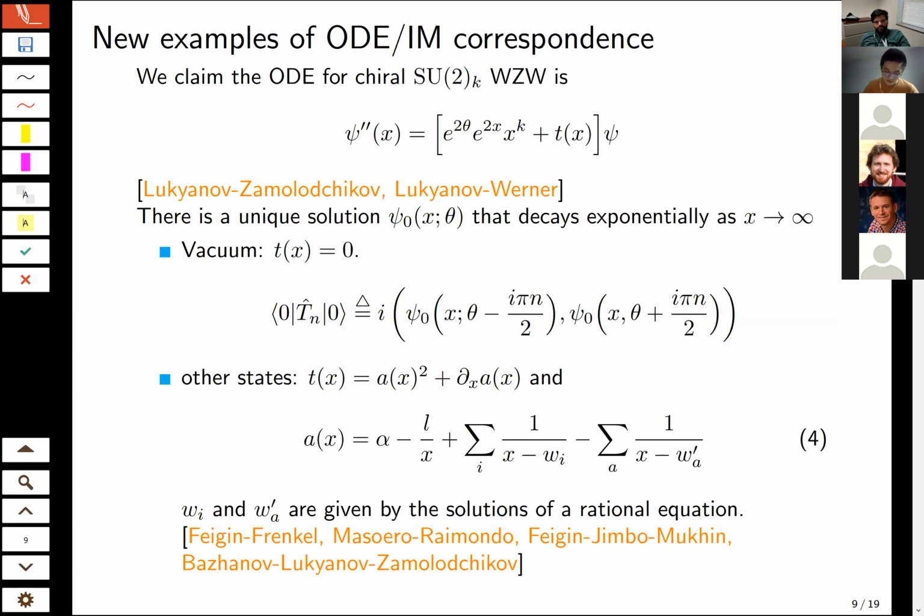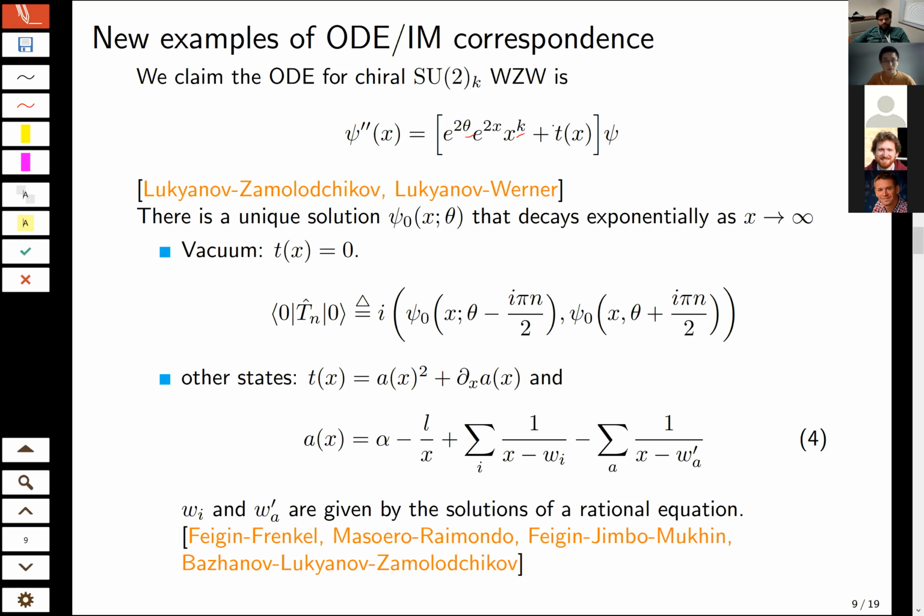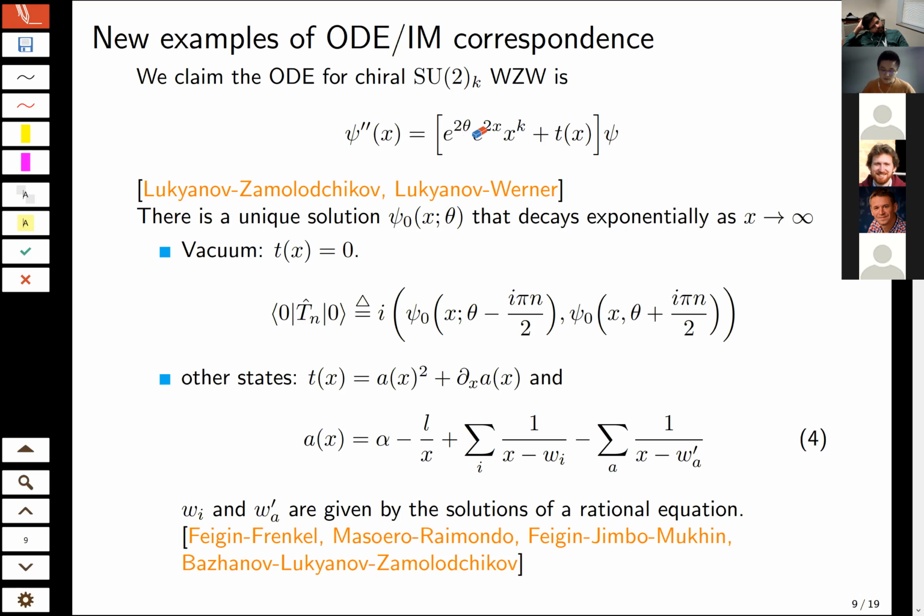It's a second order differential equation in the variable x. Here is the potential part that has two parameters, theta and K. K is the level of the WZW model, and theta is a parameter that I later want to identify with the theta I defined earlier in the Kondo defect. Let me just put T of x to be 0 for now. So this is the second order differential equation.